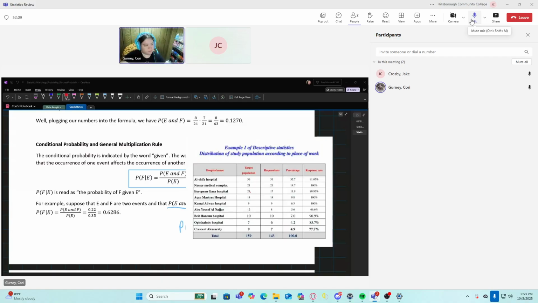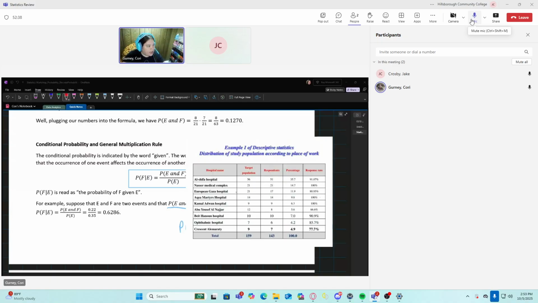Okay. So what we mean by given, we would say, find the probability for each one of these hospitals. We have the target population, the respondents, and the percentage, and then they give us the totals of everything. The percentage makes sense because it has to add to 100%. Well, what they would say is a column intersecting with one of these.